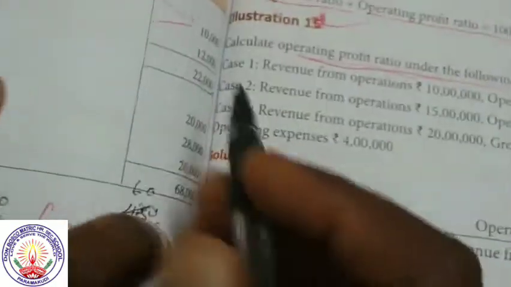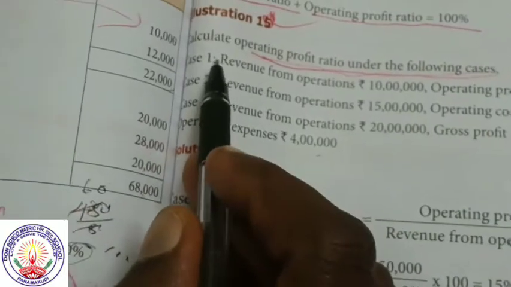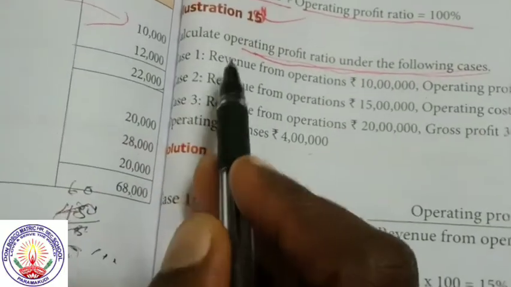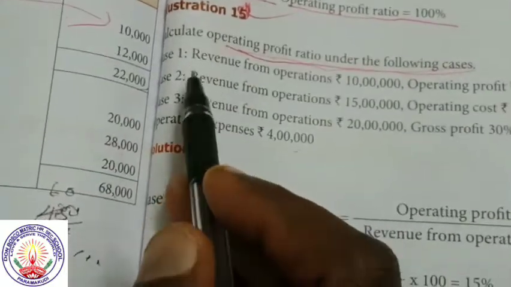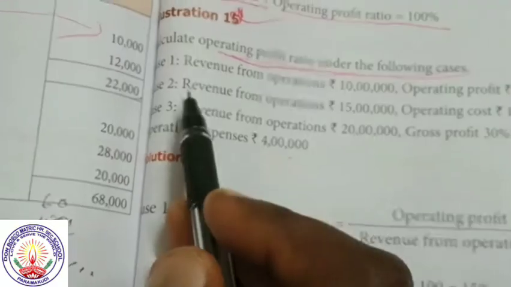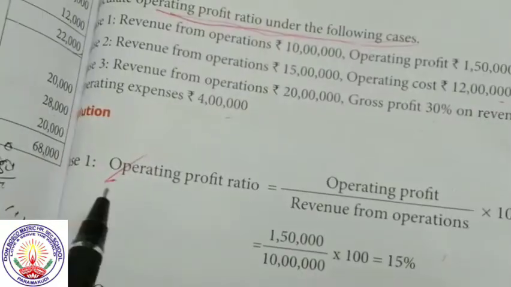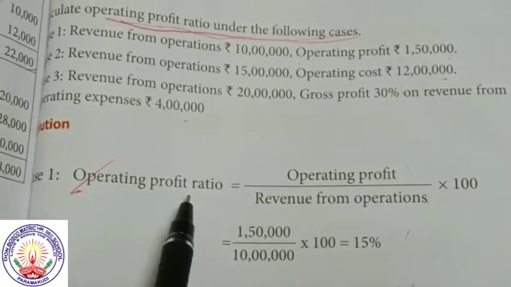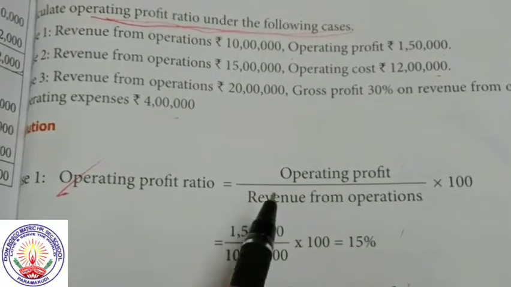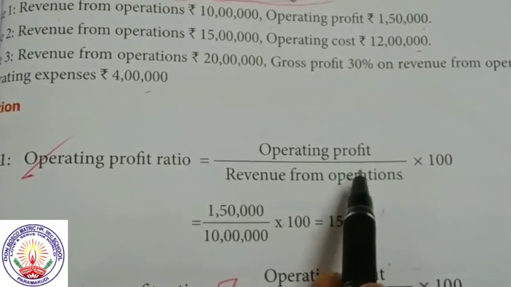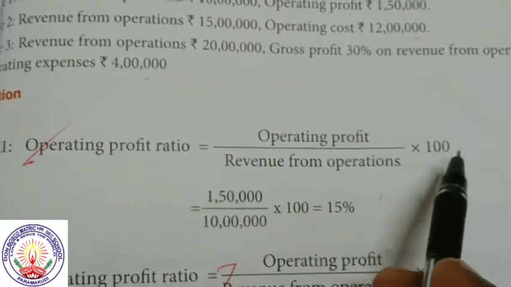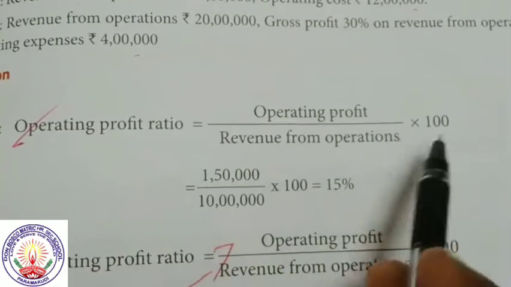A question is given for the 3 cases: case 1, case 2, case 3. You find out separately for each case. First, case 1. Operating profit ratio equals operating profit divided by revenue from operation into 100. This is a very important formula.